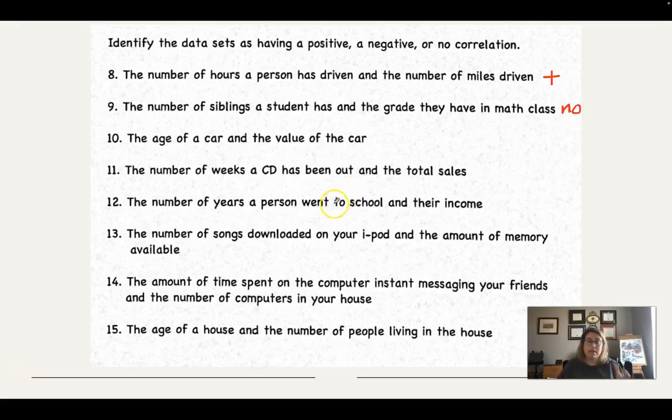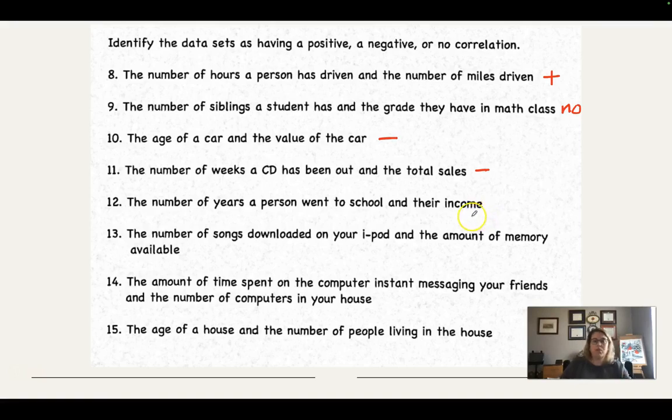The age of the car and the value of the car. Unless it's crazy old and it's considered an antique, the value of your car goes down as time passes. Heck, you barely get it off the lot and you've already lost value. The number of weeks a CD has been out and the total sales. So the longer a CD or a book or anything else is out, the fewer the sales. So that would also be negative.